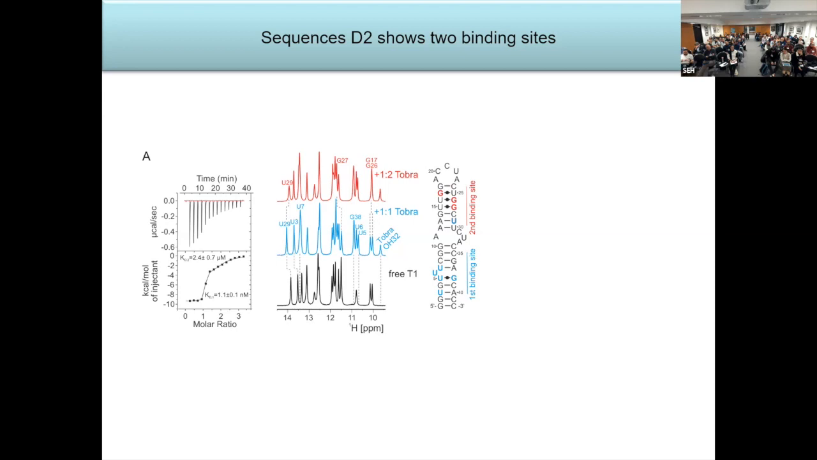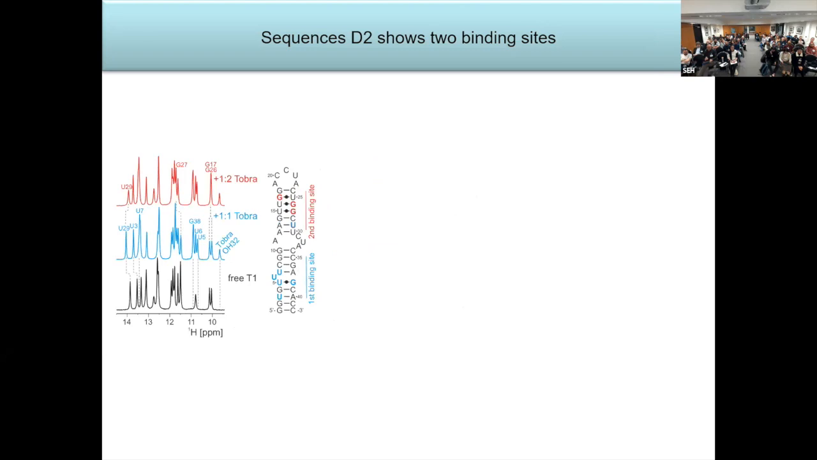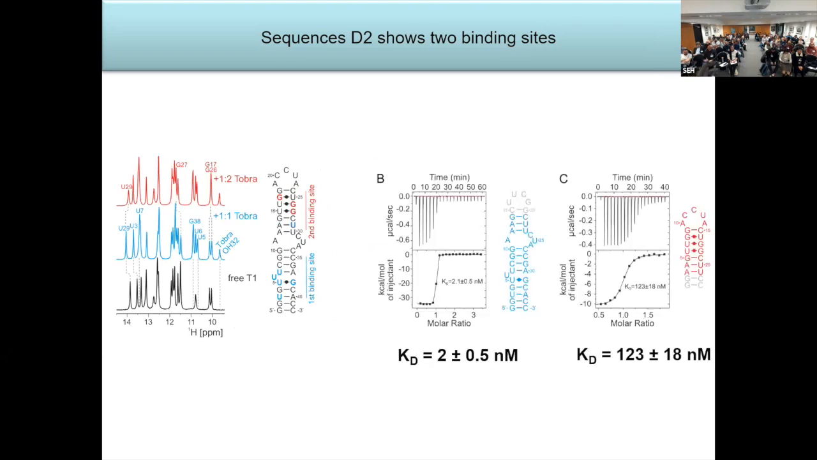And then we said, okay, if we have two, maybe we can divide them or dissect them, or maybe there is even a cooperative binding. So we divided the aptamers into parts, and indeed they both bind tobramycin, the lower binding site with 2 nanomolar, the upper binding site with 100 nanomolar. But when we tested them, the lower binding site, the blue one, is a real riboswitch, and the red one does not regulate.